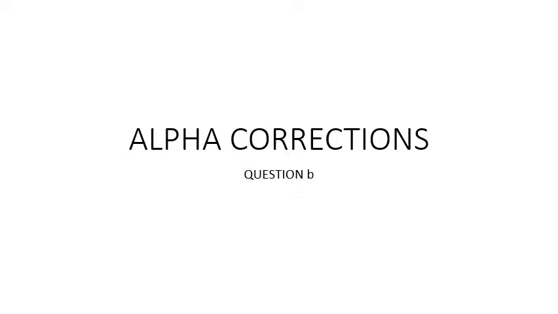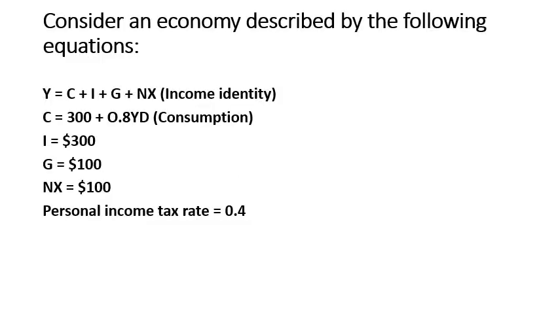Alpha corrections. Question B. Consider an economy described by the following equations. Well, you've seen these equations before. The only difference is that we have a change in the personal income tax rate.